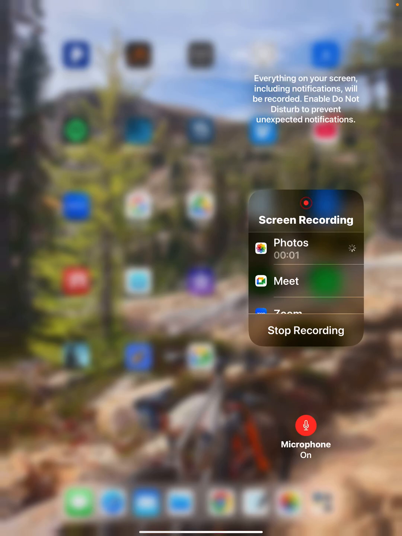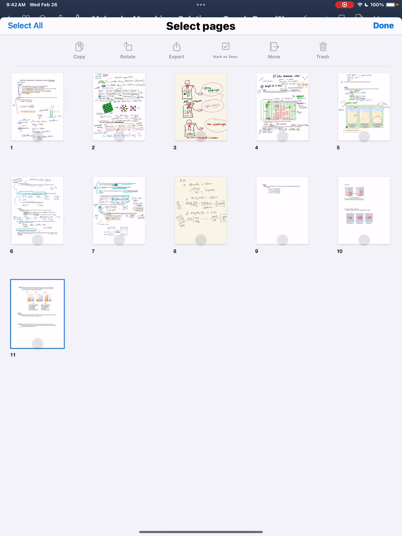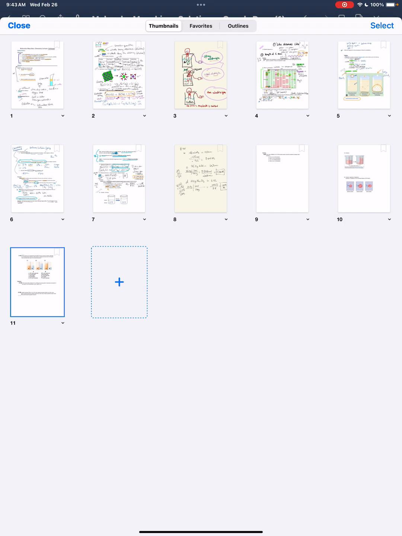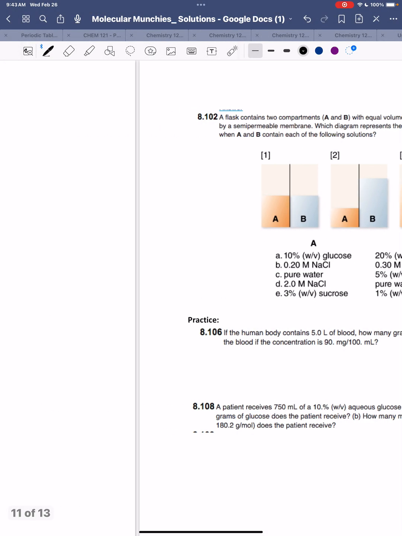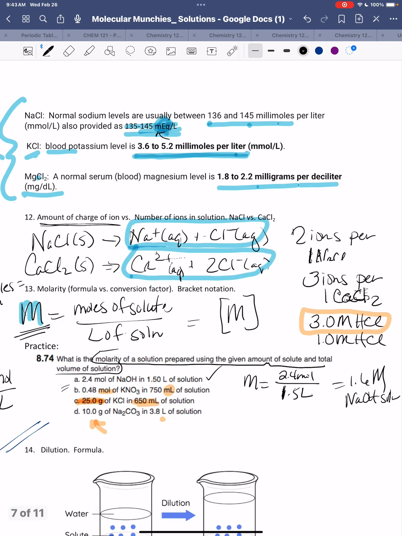Hello, chemists. We have a couple more topics we want to talk about with our solutions, and the last two topics are dilution and osmosis. So we're going to jump right into dilution. Here we go. So we'll talk about dilution here, the concept of it.